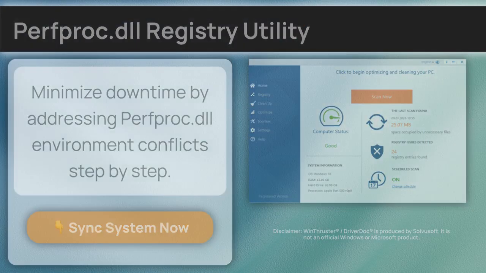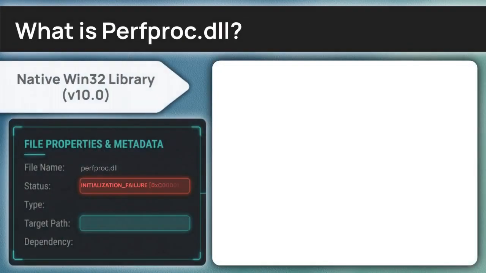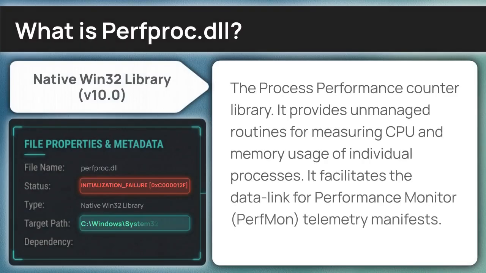This is the Perfproc Library, the Process Performance Counter Library. It provides unmanaged routines for measuring CPU and memory usage of individual processes. It facilitates the data link for Performance Monitor, PerfMon, telemetry manifests. Now that we've covered what the file does, let's jump into our first fix.